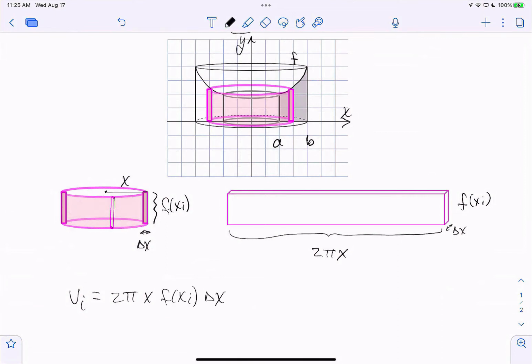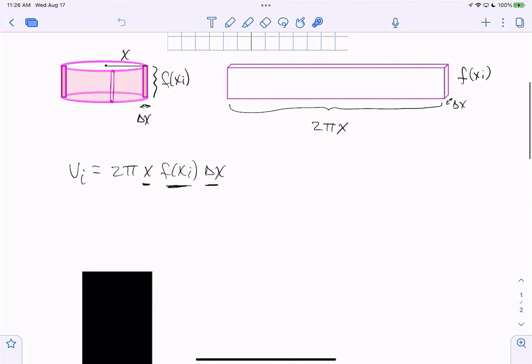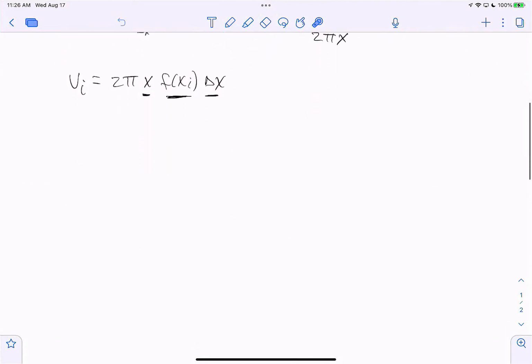Now if we're counting dimensions, x is one dimension, f of x sub i is another dimension, and then delta x is a third dimension. Three dimensions give us volume. Now, as I said, we're going to envision this happening with a whole series of these rectangles, and we end up with a whole series of these cylindrical walls. Let's say we have n of them, and then we let n go to infinity. And that's, of course, going to lead us to an integral.